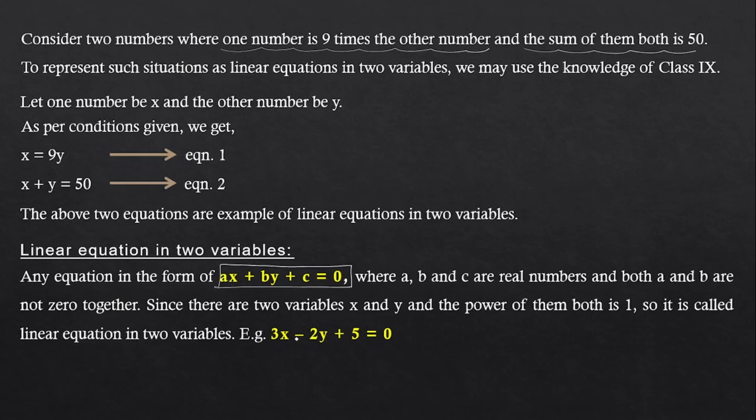One example: 3x minus 2y plus 5 is equal to 0. In this equation, if I ask you what are your a, b and c, here a is the coefficient of x, which is 3. b is the coefficient of y, which is minus 2, and c is the constant term, which is 5. I hope this much is understood.